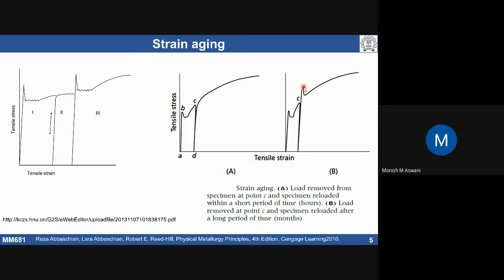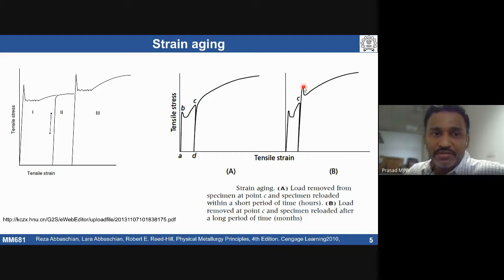So why does this happen? Now I want to have an interactive session on this point. There are two points. Upon holding after unloading for a long time, when you reload it, two things happen: reappearance of the yield point and an increase in yield stress of the material. First, why are we not seeing the yield point phenomenon if we reload immediately? Because we already passed through that.